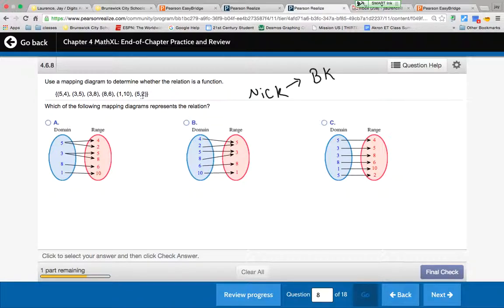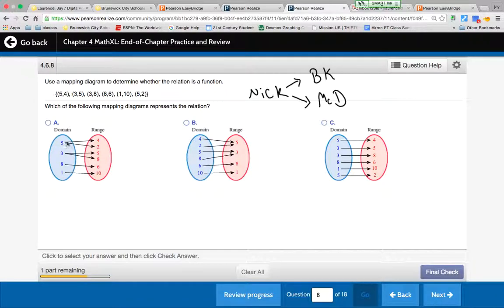And then over here, 5 is also going to 2, which means Nick is trying to go to McDonald's at the same time. This is not functional. Nick can't do that. He can't go to 2 different places at the same time. So this is only a relation. So we have to come down here and see which one represents it.